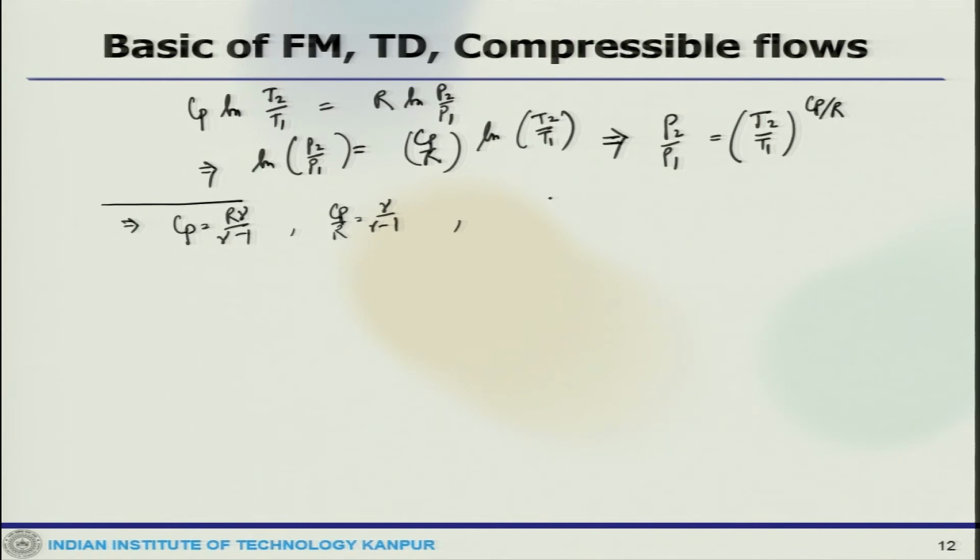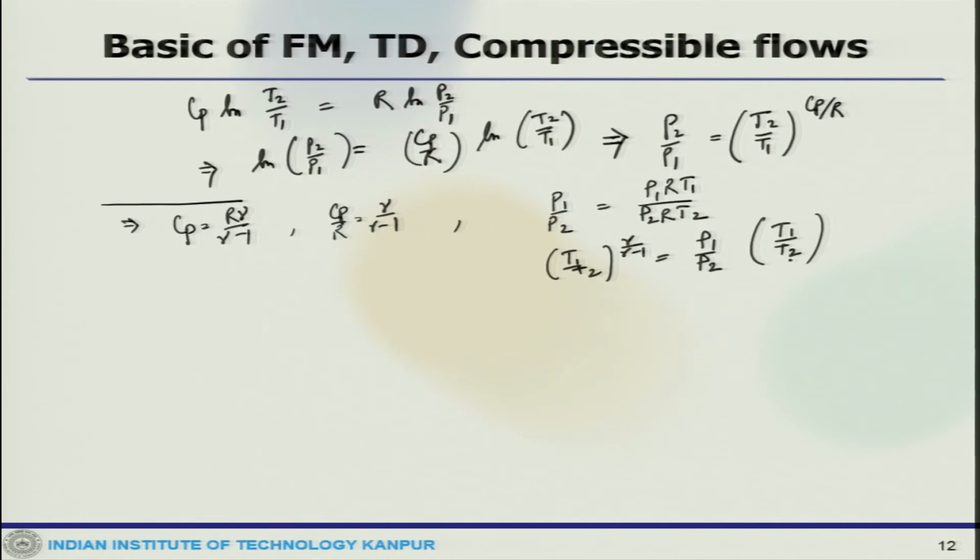Then this ratio of P1 by P2, we can write rho 1 R T1 by rho 2 R T2. So, T1 by T2 whole to the power gamma by gamma minus 1, one can write rho 1 by rho 2 into T1 by T2.